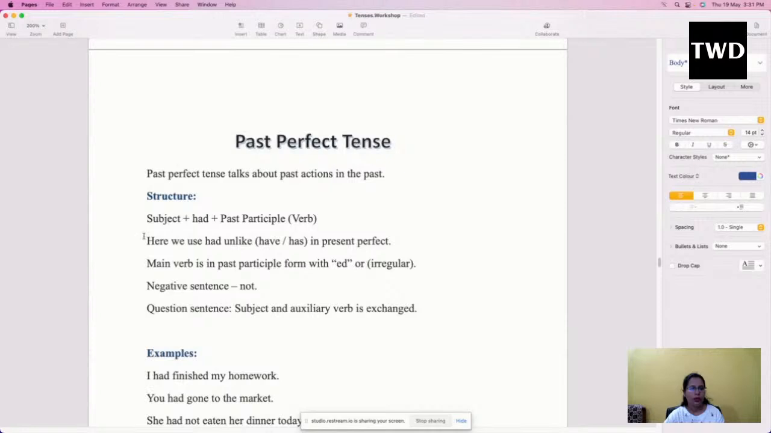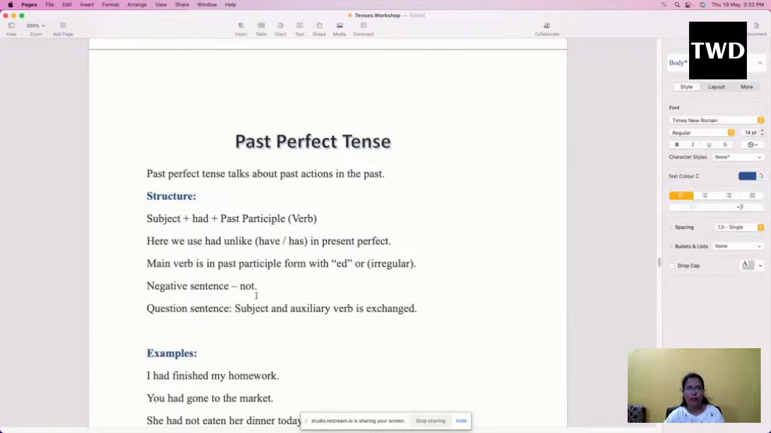So here the structure of the sentence would be subject plus had plus past participle. We don't have anything like has or have, which we had in our present perfect tense. In past perfect tense, it will be had everywhere, irrespective of whatever type of subject we are using. Had, because had is the past form of the verb. So here we use had, unlike have or has in present perfect. Main verb is in past participle, v3 form of the verb.